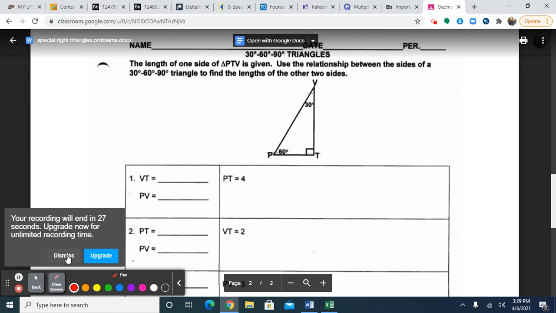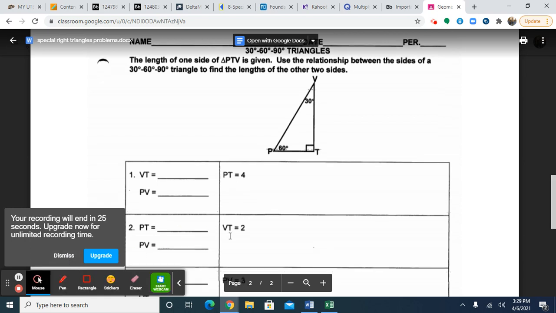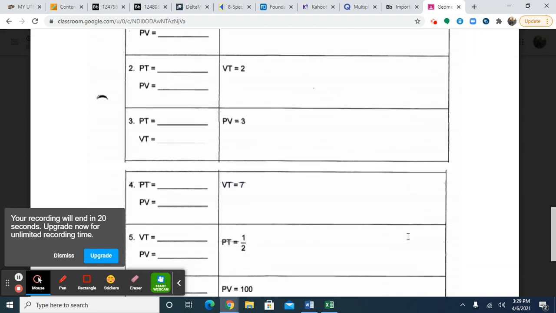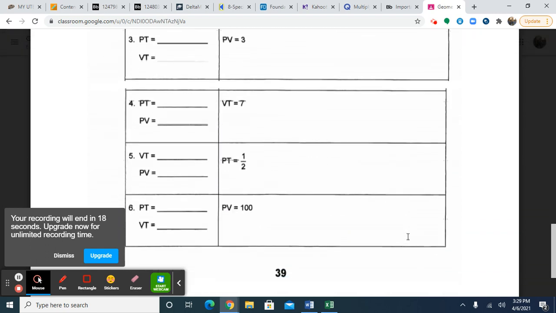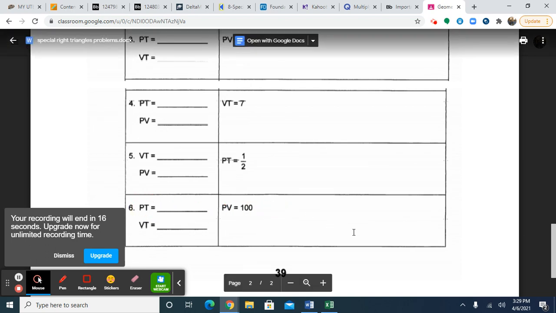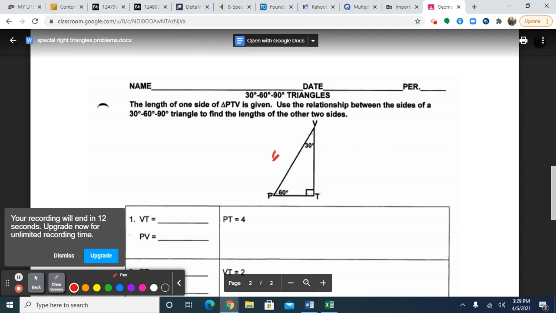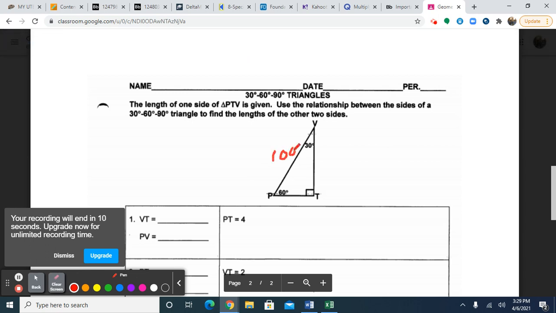Finally, for problem number 3, they give you the longest side. And you know what? Let's go ahead and do number 6 instead. They give you the longest side of 100. So if this is 100, that means that the shorter side has to be half of that, 50. And the medium side is going to be 50 square root of 3.